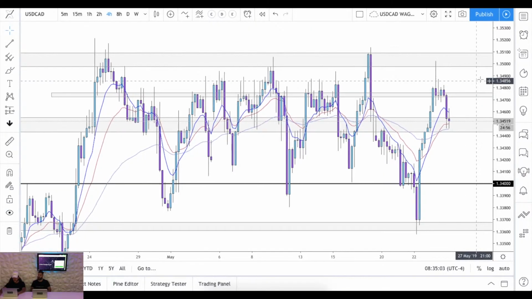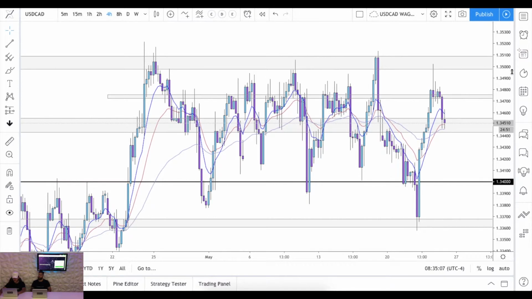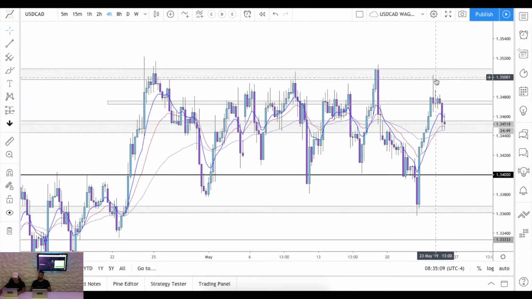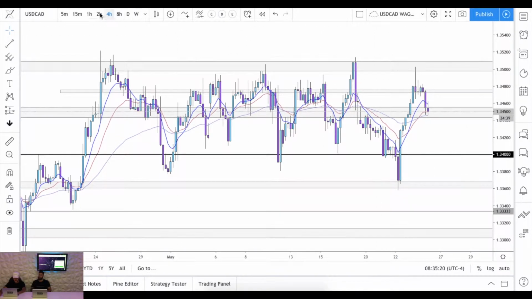So here we are, and this is USD CAD. As mentioned, this is one of the pairs that I'm going to use as an example. I'm going to show you a few more, also showing you my trades and pairs, given as examples for a sniper entry possibility.